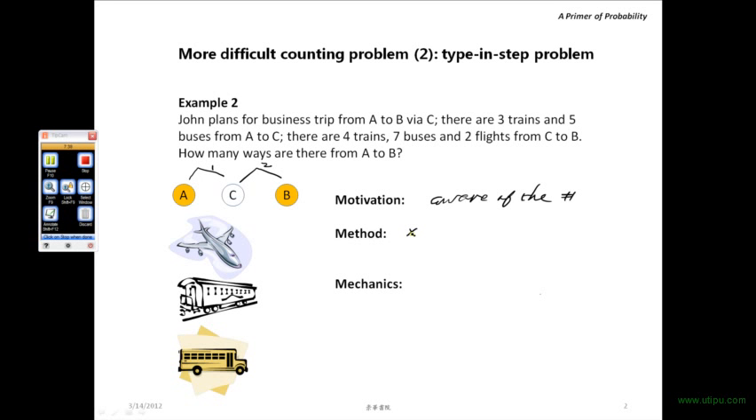However, unlike the problems we met before, each step consists of different types of ways, as we call it, a type in step problem. For step 1, John may take either one of the 3 trains or 5 buses from A to C. For step 2, John can choose any one of the 4 trains, 7 buses, and 2 flights. So now we can move to mechanics.